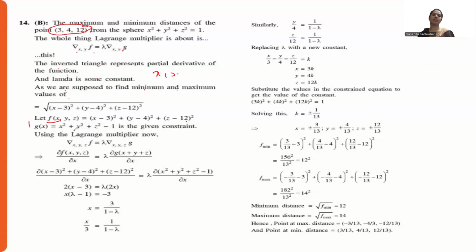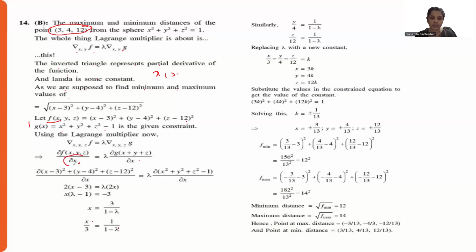The other function that they have given us is x square plus y square plus z square equal to 1. That is the equation of the sphere that has been given to us, right? Now we apply the Lagrange's multiplier formula, that is, the partial derivative of f with respect to x is equal to lambda times the partial derivative of g with respect to x. Now we take the partial derivative on both sides with respect to x. We get x minus 3 is equal to lambda times x.